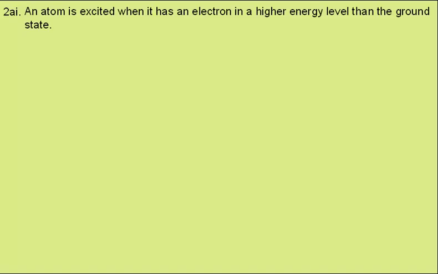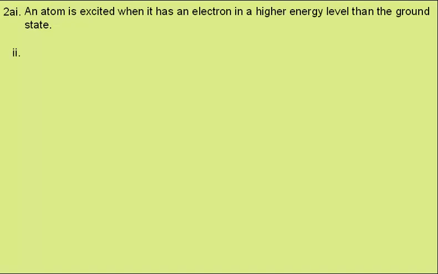In question 2a, we're told a fluorescent tube is filled with mercury vapour at low pressure, and in order to emit electromagnetic radiation, the mercury atoms must be excited. In part 1, we're asked what is meant by an excited atom. Well, an atom is excited when it has an electron in a higher energy level than the ground state.